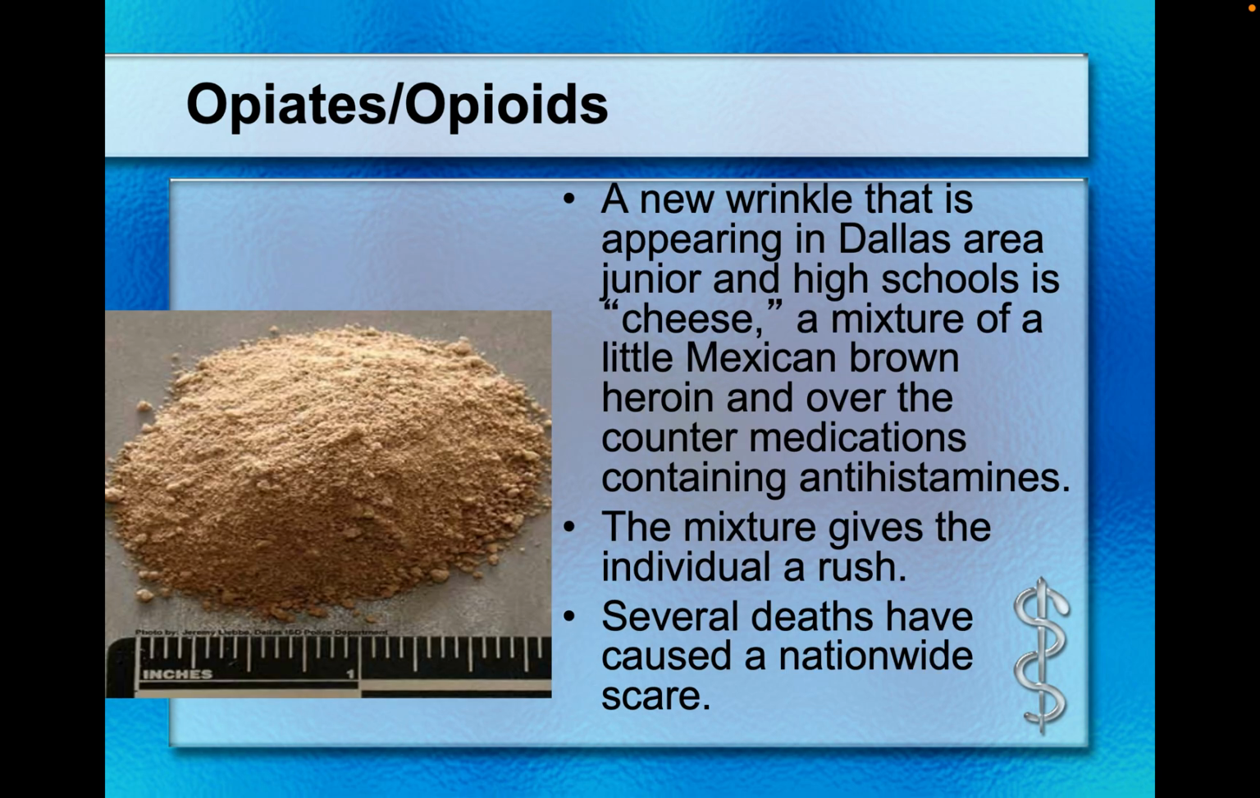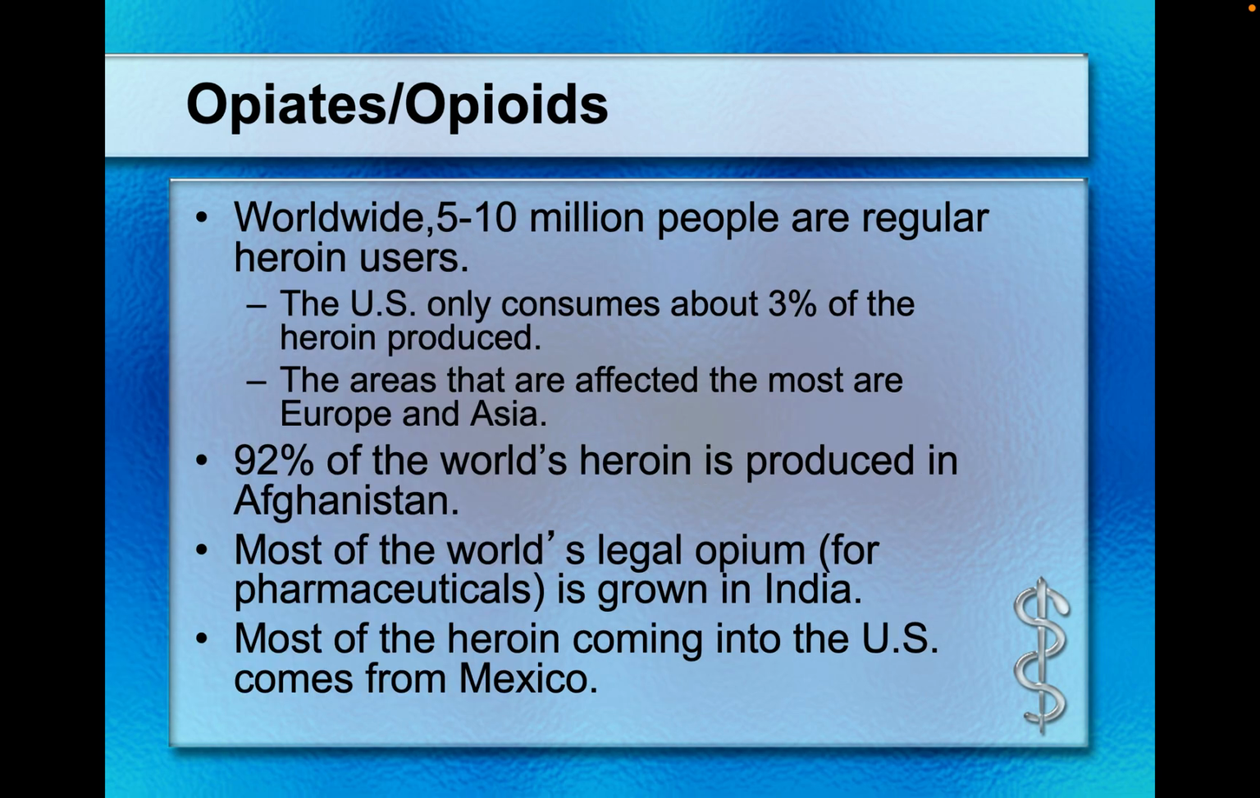A new wrinkle that is appearing in Dallas area junior and high schools is cheese. It's a mixture of a little Mexican brown heroin and over-the-counter medications containing antihistamines. The mixture gives the individual a rush. Several deaths have caused a nationwide scare, and the problem is that it is our youth. These are our children that are dying from this.